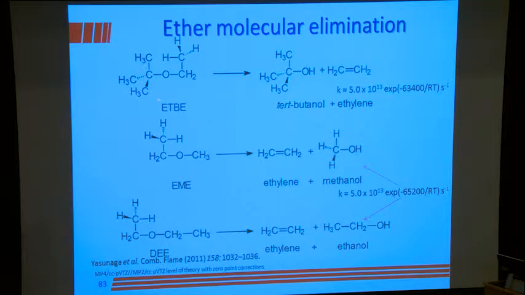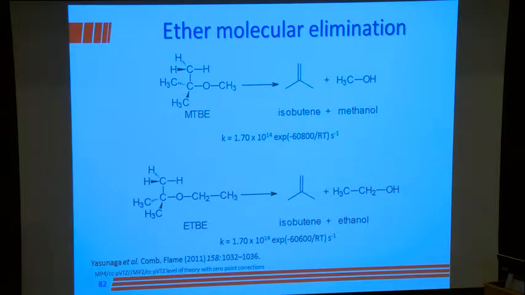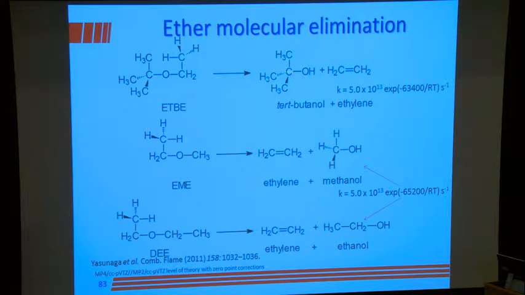So I think if you look at the branching ratio of ETBE decomposition, either giving you isobutene and ethanol or tert-butanol and ethylene, it gives you about 90% isobutene and ethanol and 10% tert-butanol and ethylene. Okay?